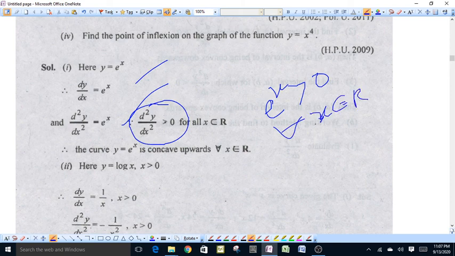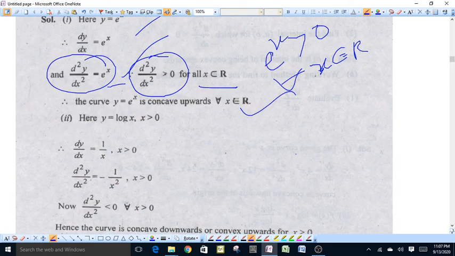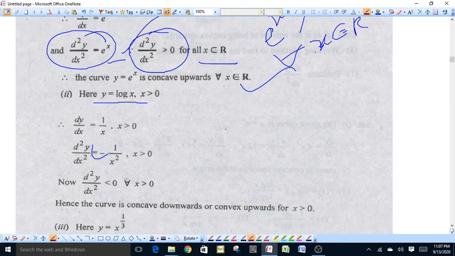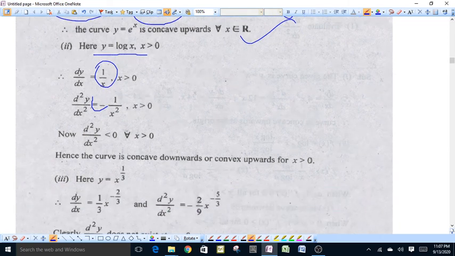It means e^x is always positive for all real values, that is the second order derivative of this function is always positive for all real values. This means this curve is always concave upward. Now we take another function y = log x. dy/dx will be equal to 1/x. The second order derivative d2y/dx2 will be equal to -1/x^2.